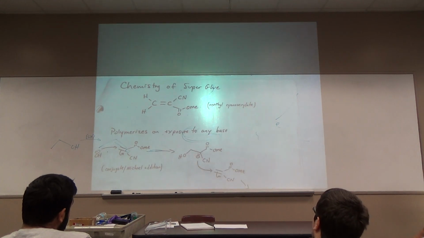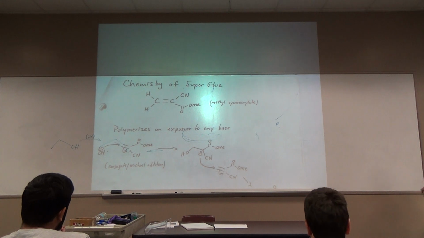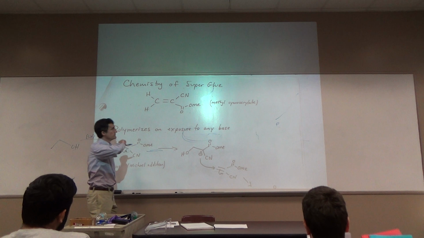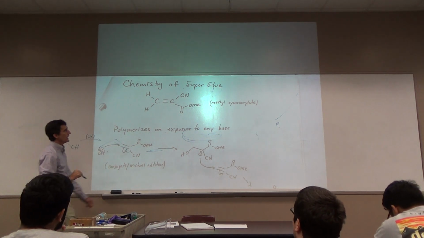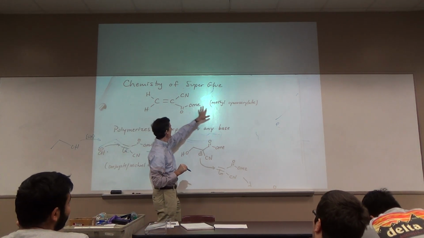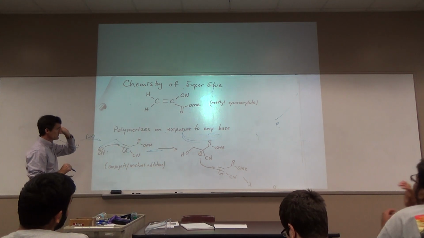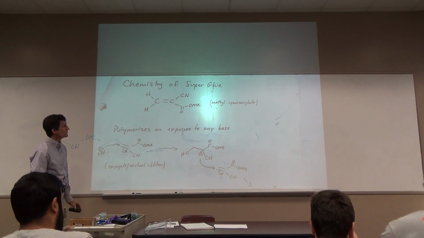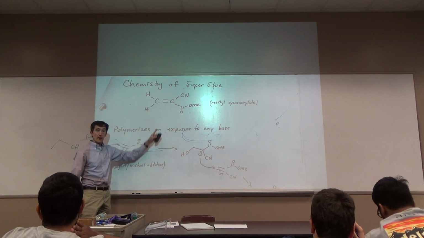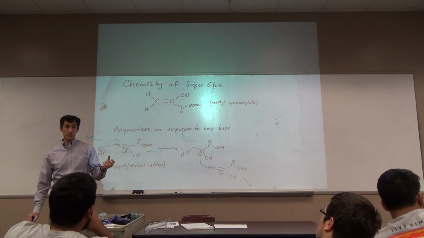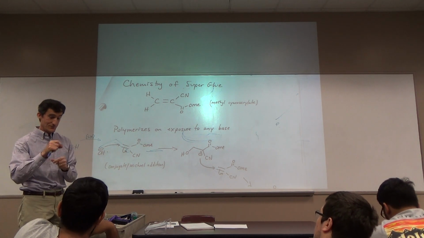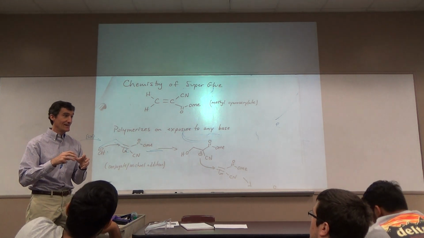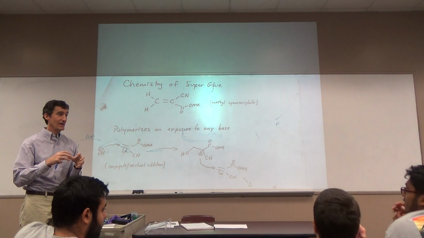Chemistry of superglue. Superglue is this here. It's the methyl ester of cyanoacrylate. Superglue is a liquid, but it will quickly, anybody used superglue before? Yes. Liquid, it comes out, what does it quickly do? Dry. Solidifies. I don't like it. It gets all on your hand and stuff.